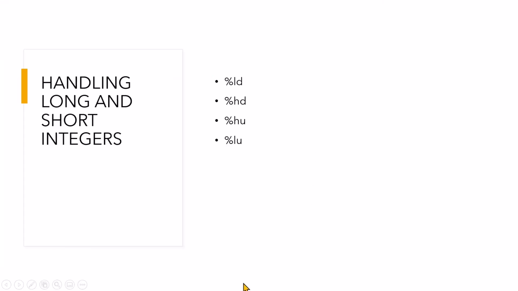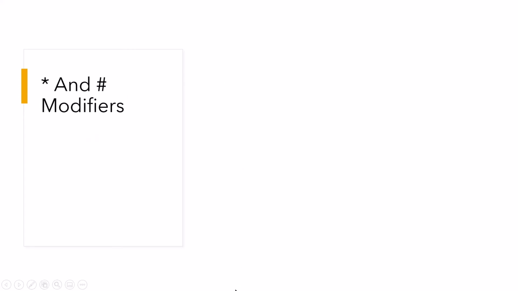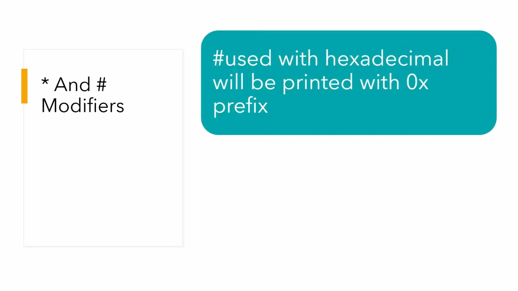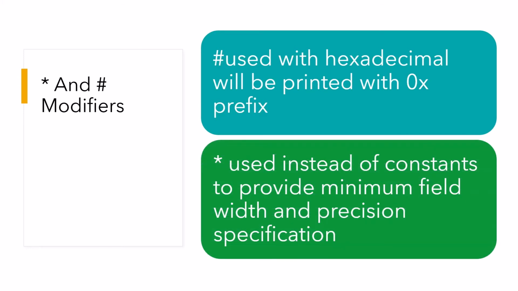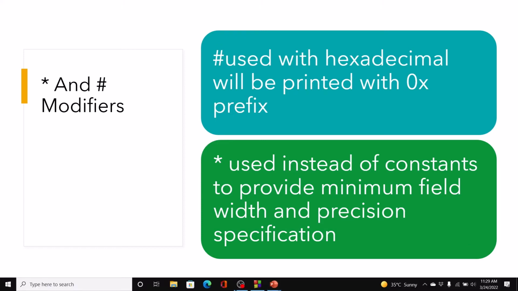Handling long and short integers. This is short integer. This is long integer. This is unsigned short integer and unsigned long integer. Right? Not going to do any code with that. That's pretty simple. The star and the hash modifiers. The hash used with hexadecimal will be printed with 0x prefix. The star is used instead of constants to provide minimum field width and precision specification. Right, so let's go and take a look at that.